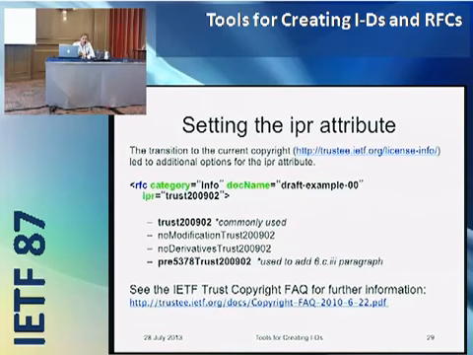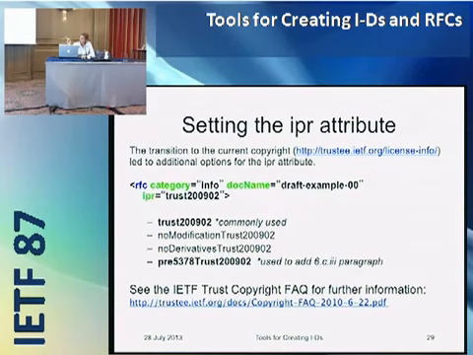So this is what the opening element would look like for an informational document. RFC category equals info. Doc name equals draft-example.00, like your actual draft string. And IPR equals trust 2009-02. That's the most typically used one, but there are other options. And if you're wondering about this, I recommend going to the IETF Trust Copyright FAQ, which is at that URL.